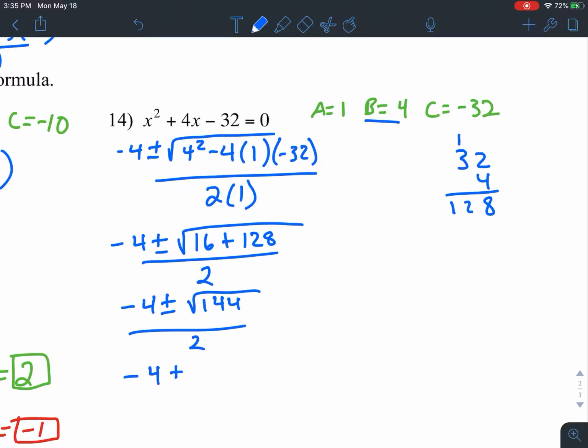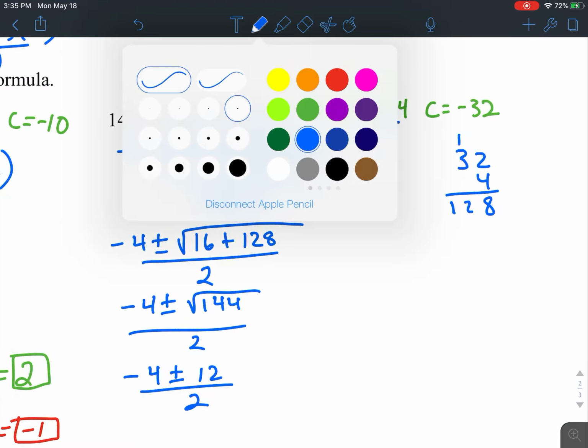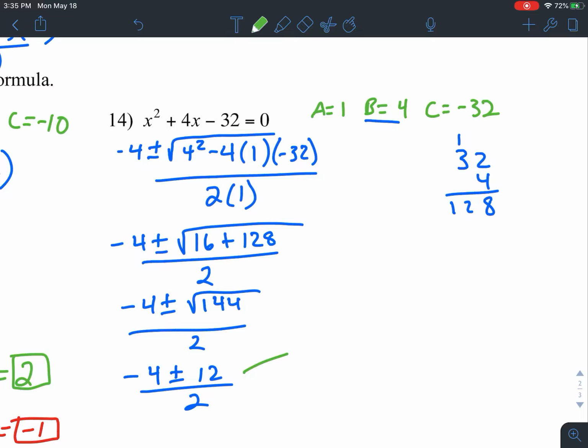The square root of 144 is a perfect square. It just turns to 12. Every single one of these on your quiz will be perfect squares. So you have to show me that. Negative 4 plus 12 divided by 2. Negative 4 plus 12 is a positive 8. 8 divided by 2 is positive 4.